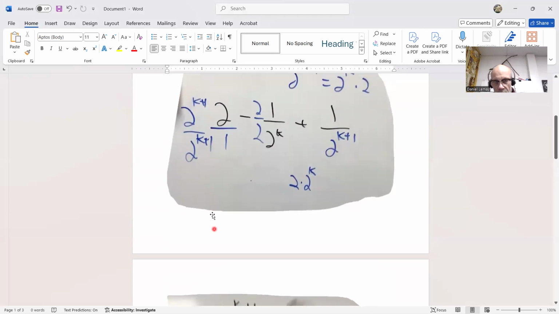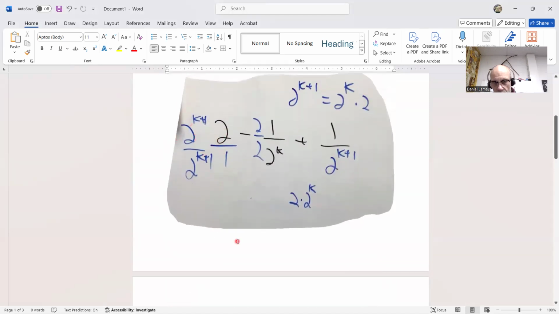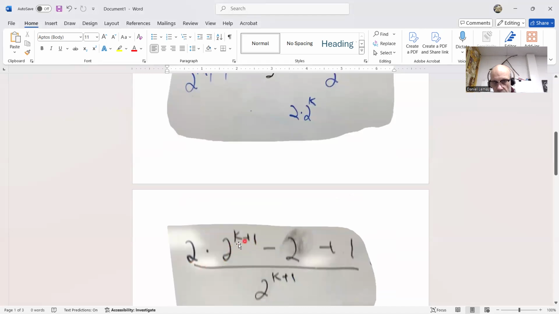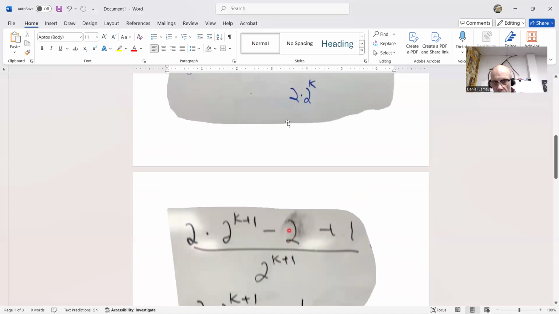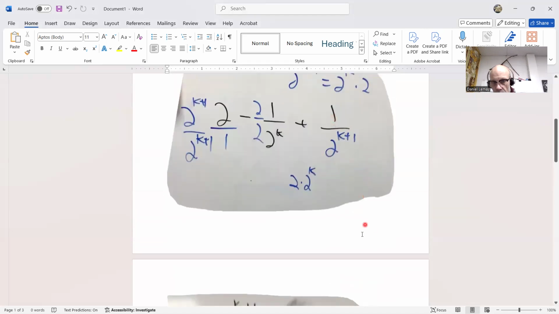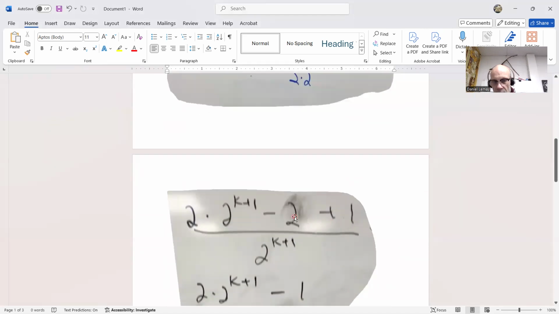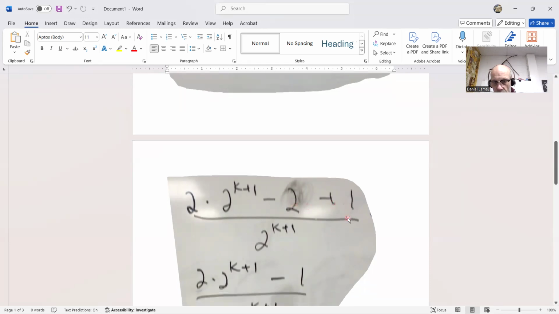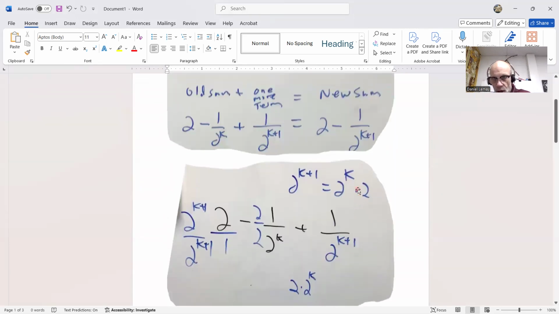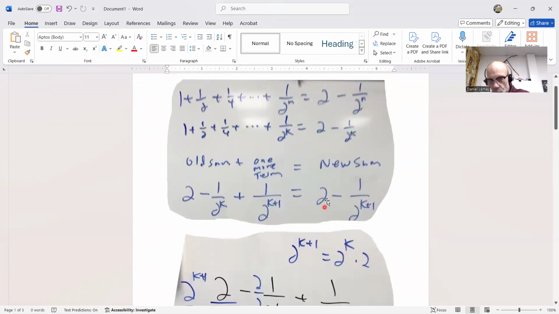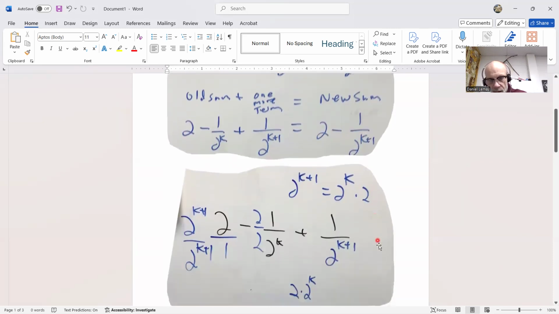So you see how 2 times 2 to the k plus 1, and there's the 2 times negative 1, and then the 1 from the term that was all set. And then I said, okay, negative 2 plus 1 I can put together. And then I want to make this look like this, where there's a 2 minus that fraction.